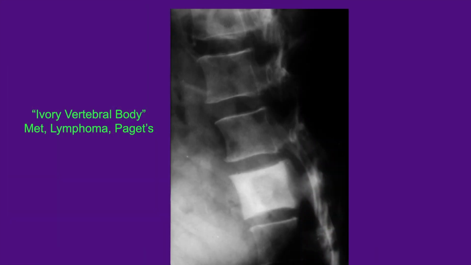When we have what's known as an ivory vertebral body, a dense blastic appearance of the vertebral body, the differential there can be metastasis, as we saw earlier with our prostate patient, lymphoma, or Paget's disease. In this case, this was Paget's.